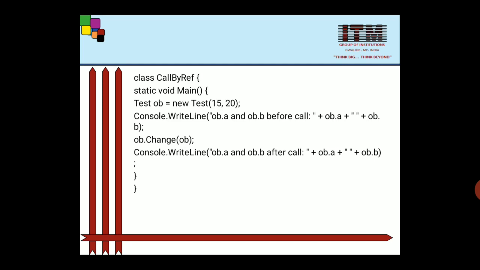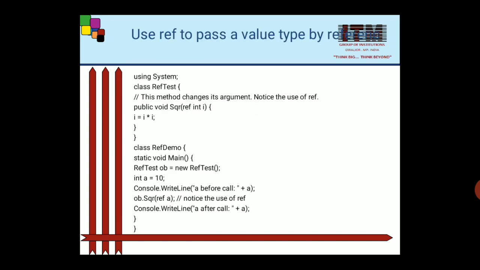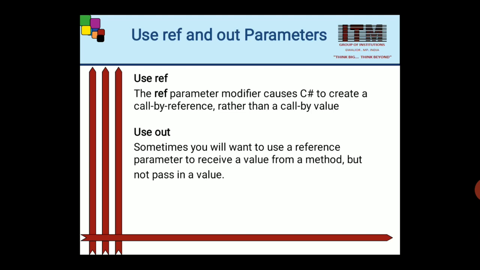Next is using ref and out parameters. As just explained, value types such as int or char are passed by value to a method. This means that changes to a parameter that receives a value type will not affect the actual arguments used in the call.